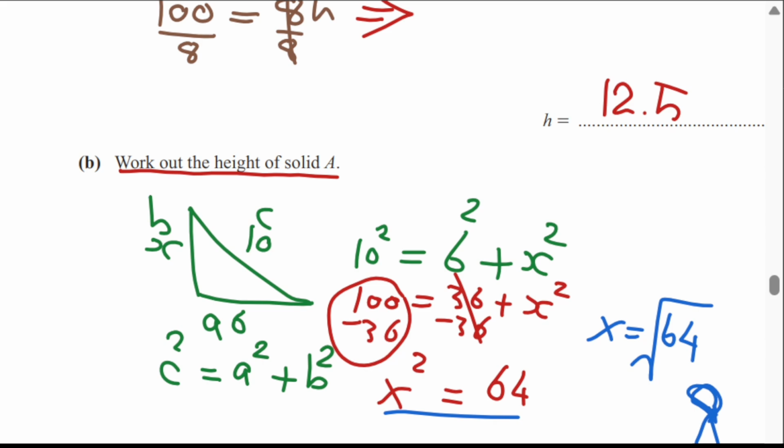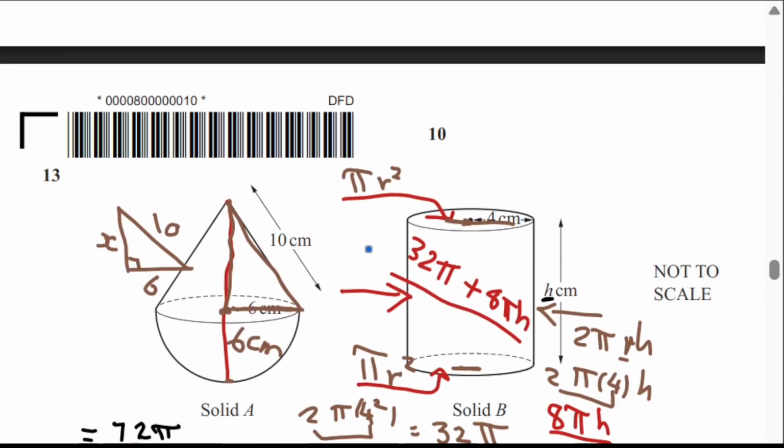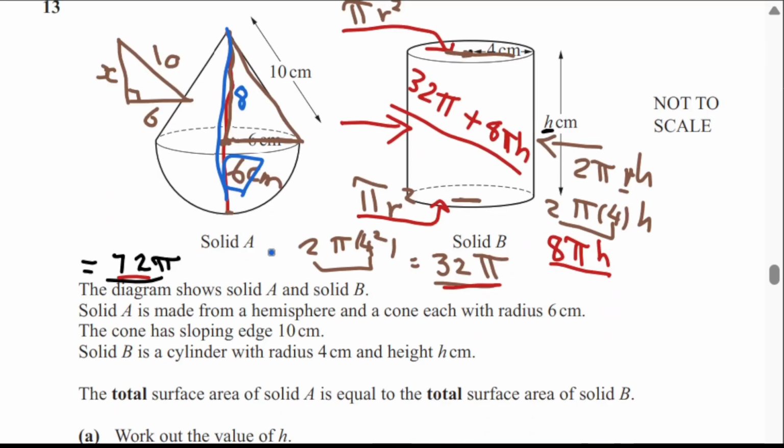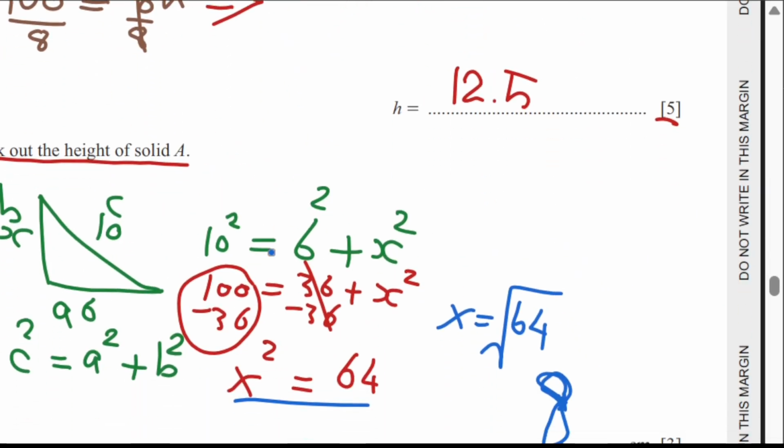And now, once we got the 8, we will add the 8 plus 6. Do you remember? We have 6 up here, 6 down here, and we got this 8. So the total height is 6 plus 8, and your answer is not 8. The answer is 8 plus 6, which is 14. And that's it. That's your 8 marks.